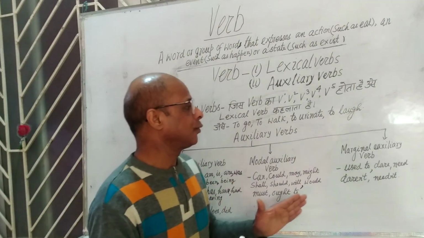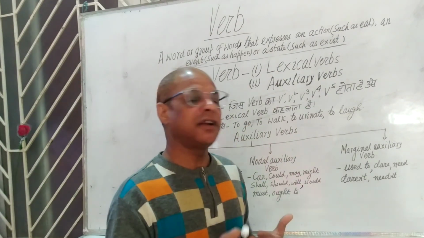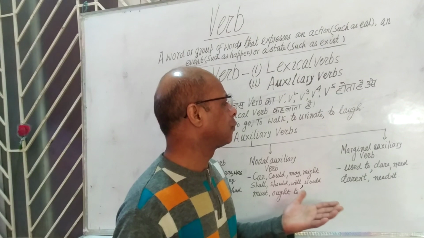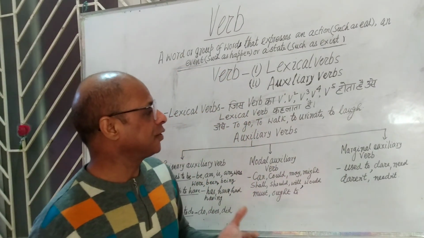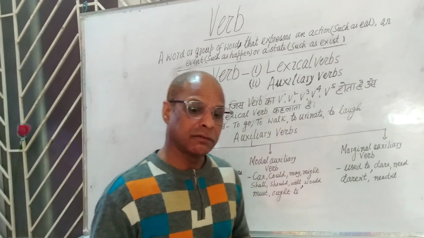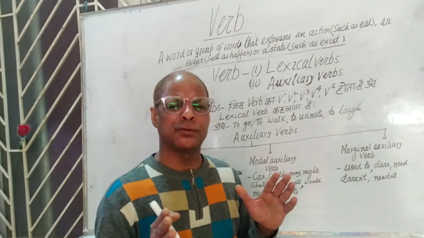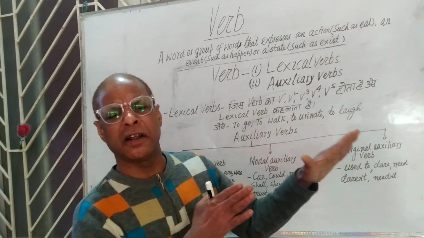And let's go to know about the third kind of auxiliary verb. Third kind of auxiliary verb is nothing but marginal auxiliary verb, or in other words, marginal auxiliaries. In this category, let's look at used to. It shows the habit. I used to laugh. I used to go to the temple. In the past, I used to go regularly.